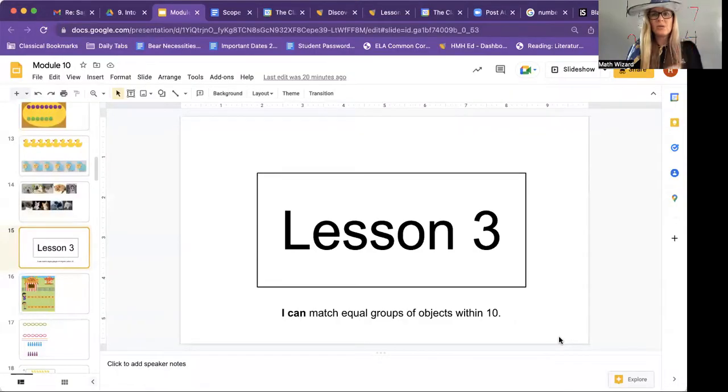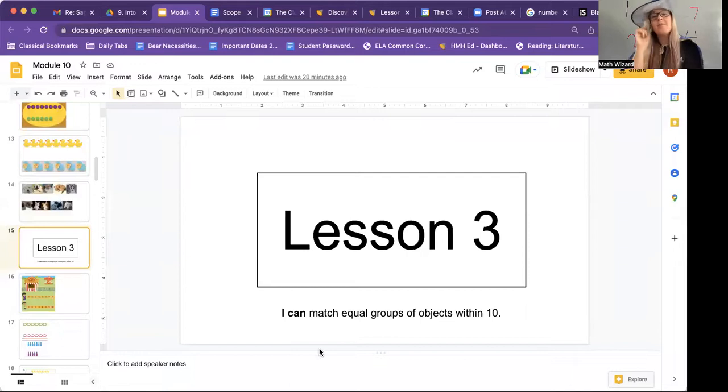Today we're going to do equal groups. Do you remember what equal means? It means the same. So our groups have to have the same amount in both. Okay, that's what equal means. So let's go. You're in module 10, lesson 3.